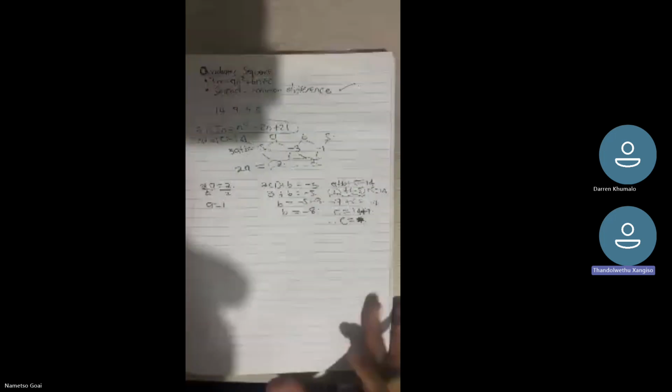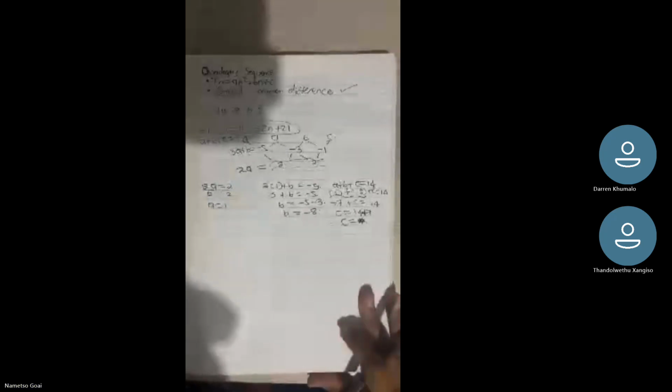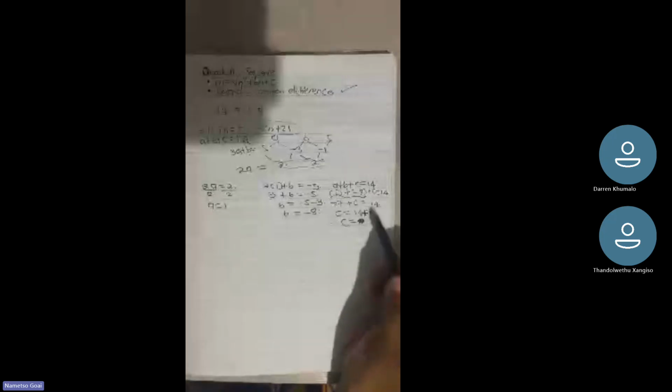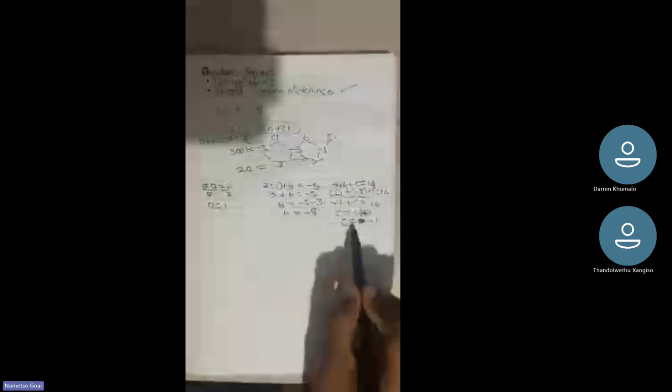Am I lying? Yes, I'm lying. It's supposed to be 14 plus 7. Can you please bring the notebook to the middle? Okay, so c equals 14 plus 7, which gives us 21. Now you have your a, your b, and your c. You can just plug them into Tn equals an squared plus bn plus c.